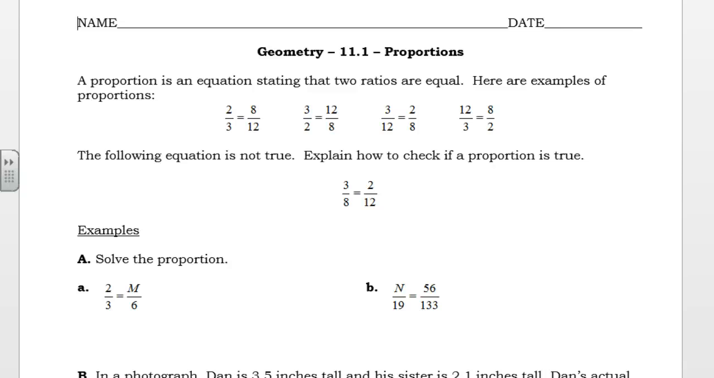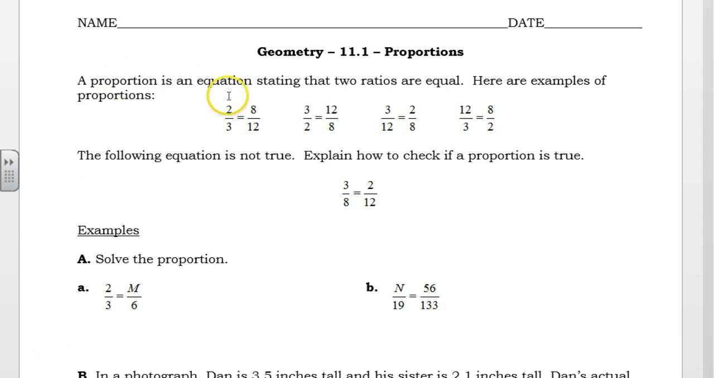This is Geometry Lesson 11.1. In this lesson we're going to talk about proportions. If you've come from the middle, I always hear students call it the fish thing. I learned it called cross products, and you might have even heard it called cross multiply and divide. But they all basically mean the same thing.